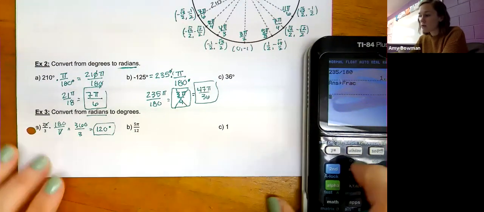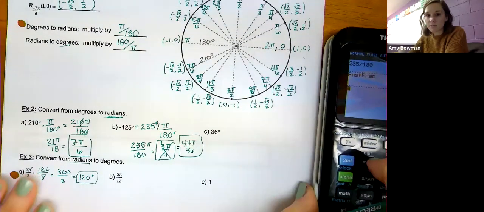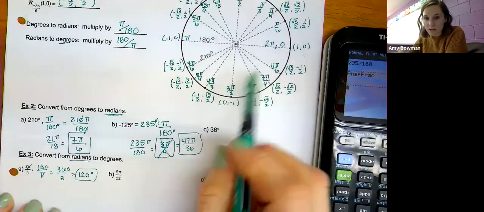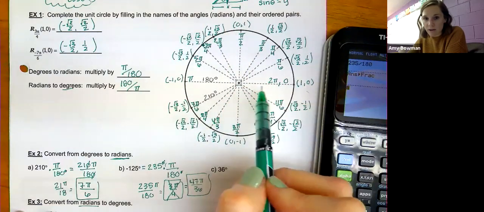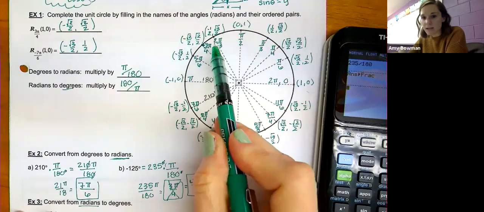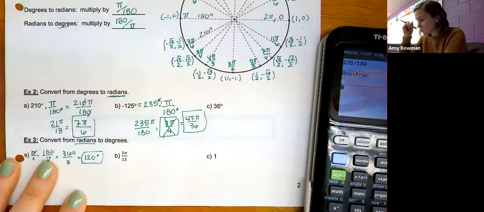And that one we can see pretty easily. 2 pi thirds is right here. And remember, this is 90 degrees. Add 30 and I'm at 120. So that makes sense. So these should make sense if they're values that come directly from the unit circle.